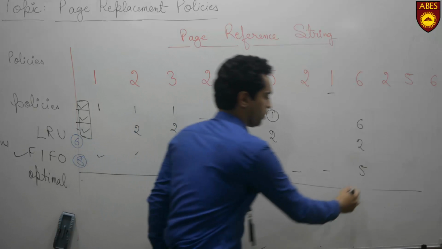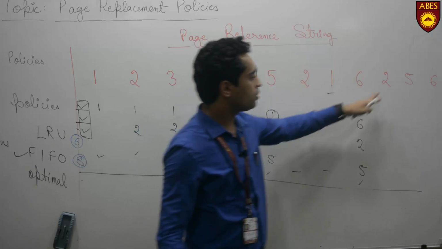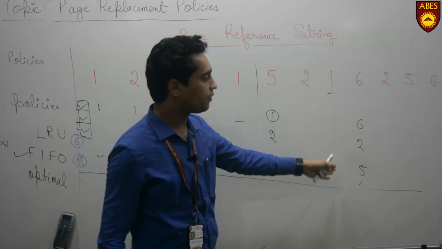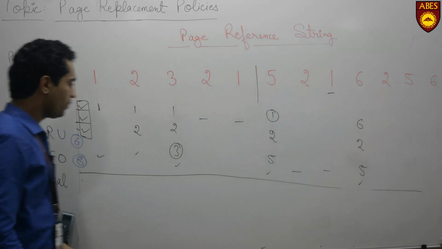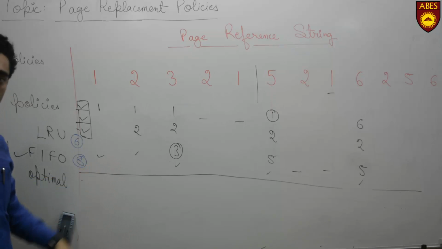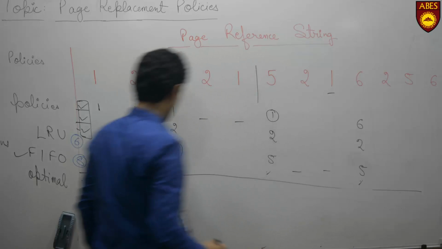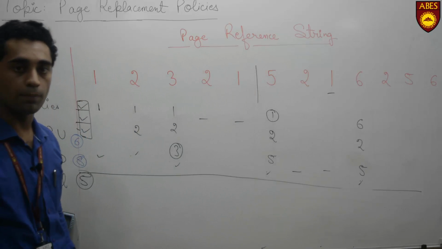So now this is a page fault. As per the reference string, the upcoming pages are page number 2, which is already in the buffer, page number 5, which is already in the buffer, and the last page number 6, which is already in the buffer. Now the number of page faults is 1, 2, 3, 4, 5. Only 5 page faults occurred in the optimal algorithm.